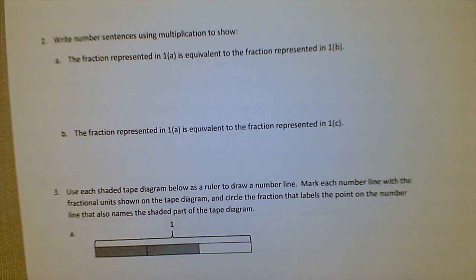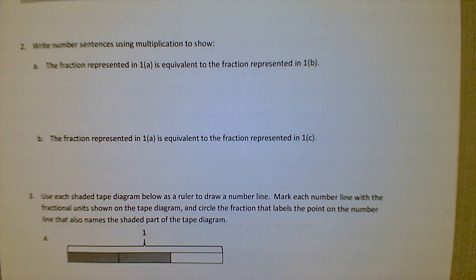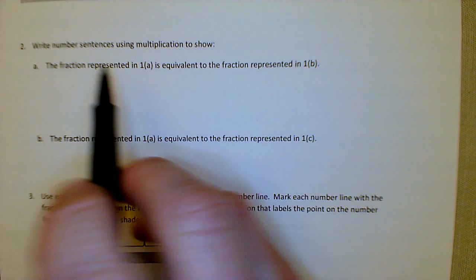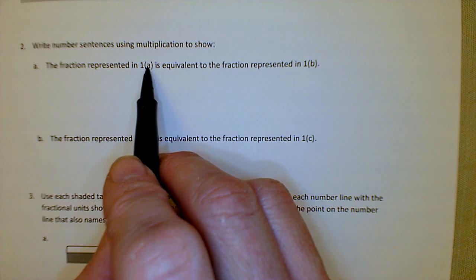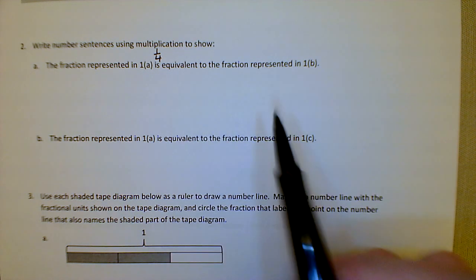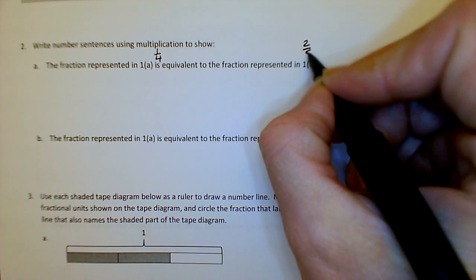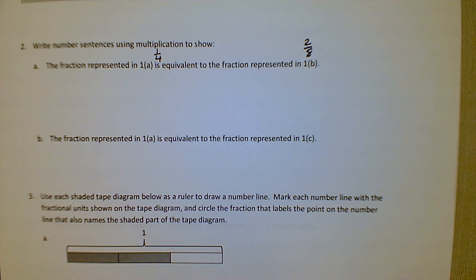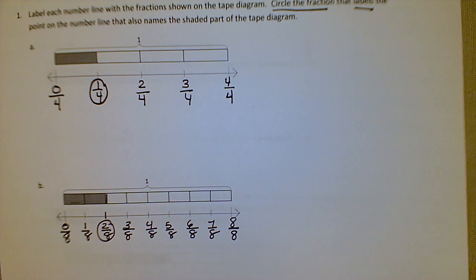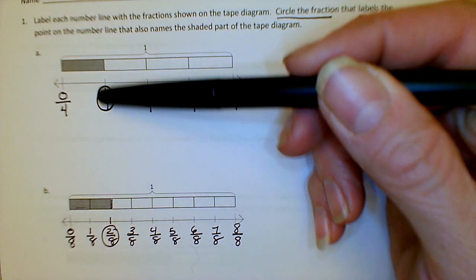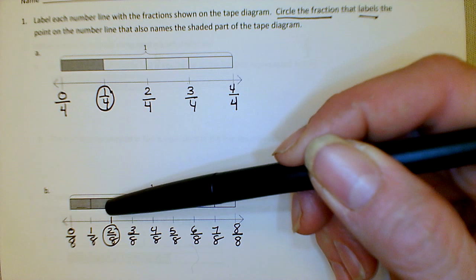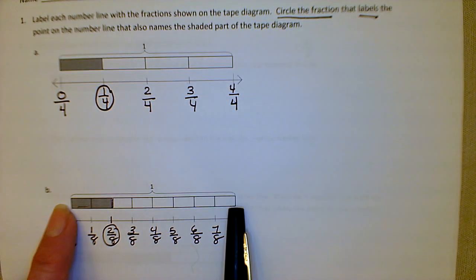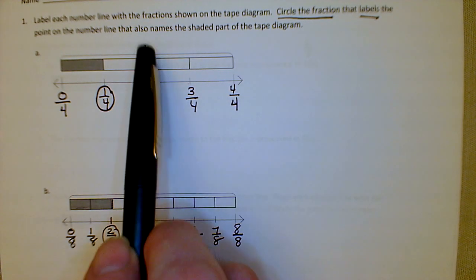Okay, so in problem 2, it says write a number sentence using multiplication to show. And for the first one, let me just slide it over a little. We want to show that the fraction represented in 1A, which, if you remember, is 1/4, is equivalent to the fraction represented in 1B, which was 2/8. Let's just look at that visually and see if that makes sense to us. So if I slide this back over, what I can see is that 1/4 and 2/8 really do line up at the same point on these tape diagrams that are both the same length and are both labeled as being 1.